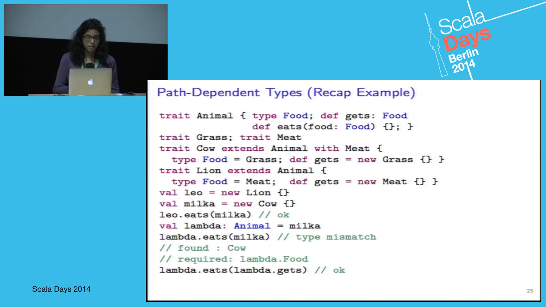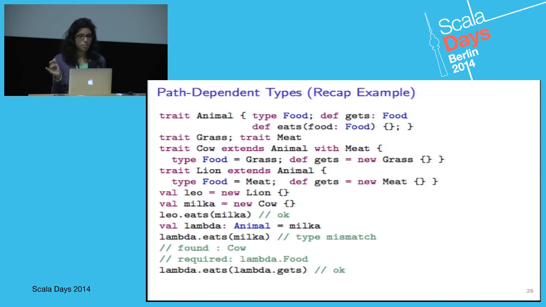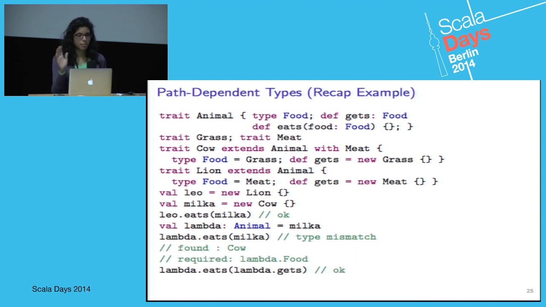So that's good. That means that we are able to reason about these types abstractly without knowing concretely what they are. So here, for lambda.gets, we know that this returns lambda.Food, and then lambda.eats accepts lambda.Food. So even though we don't know much about the implementation of these types, we are still able to use them sometimes. And this relies on reflexivity, that lambda.Food is a subtype of lambda.Food.